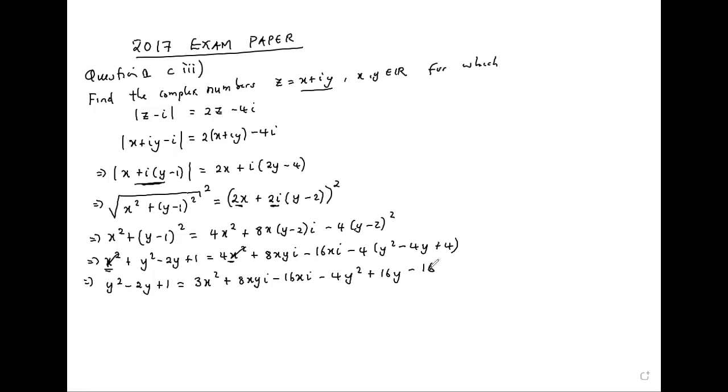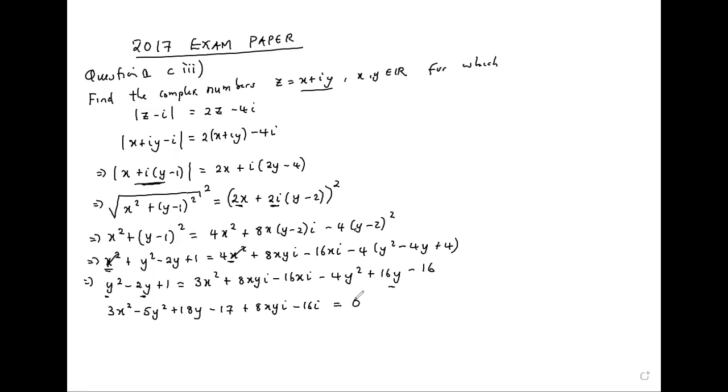Then this Y squared taken the other side, the Y's would increase. So we're going to have 3X squared minus 5y squared. This negative 2y taken to 16y, we're going to have plus 18y. And then 1 taken to that guy, we're going to have negative 17. And then plus 8xyi minus 16i is equal to 0.